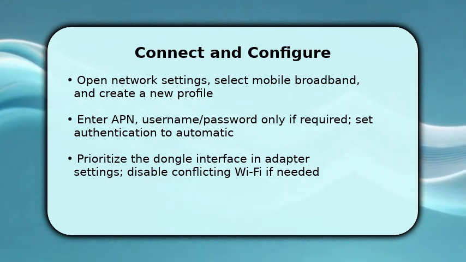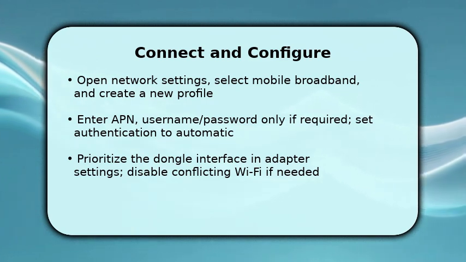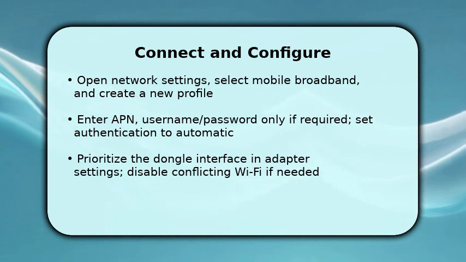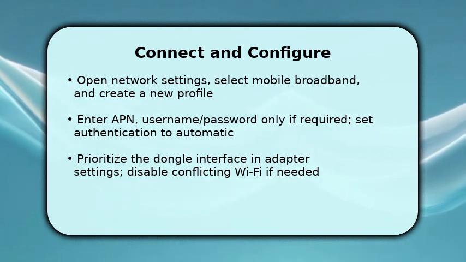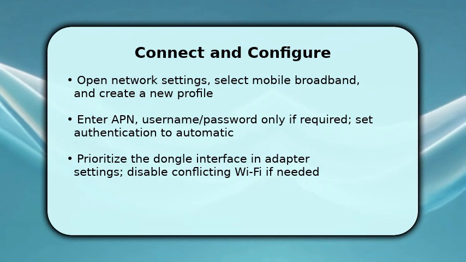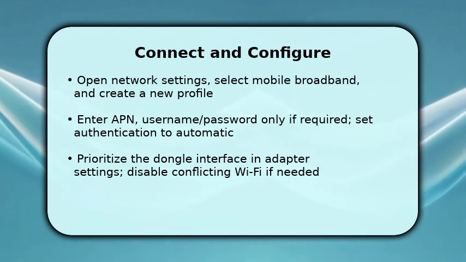Once the profile is saved, connect and check signal strength and 5G icon. Make sure the dongle interface is prioritized over other adapters. Disable Wi-Fi temporarily to avoid routing conflicts.